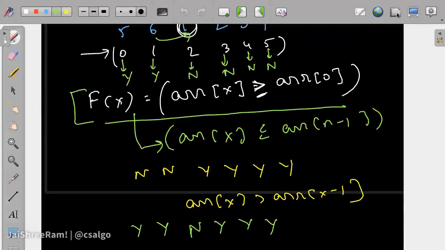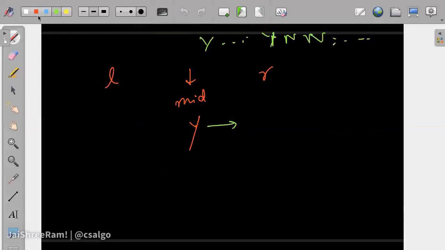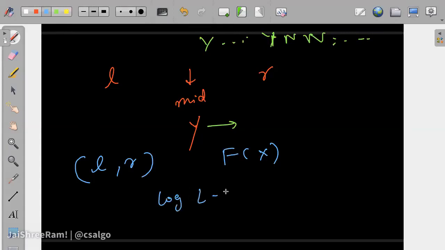So let's suppose you have a range L to R, and you have a check function f of x. What is the time complexity of this binary search if you apply it using these two things? For this, the complexity would be log of R minus L, multiplied by f of x. Now why is this?